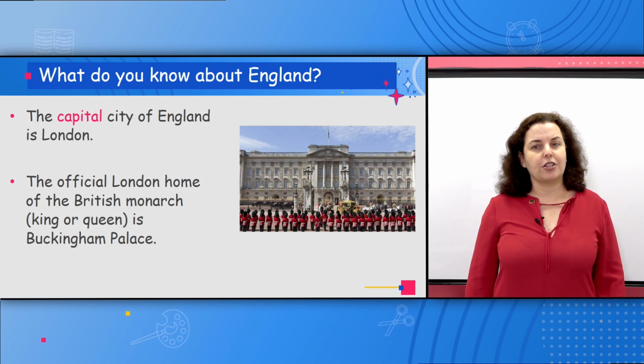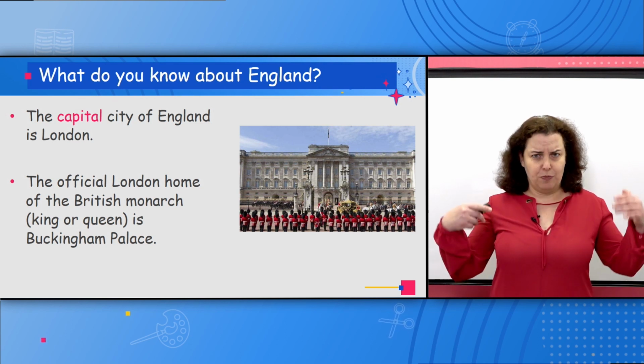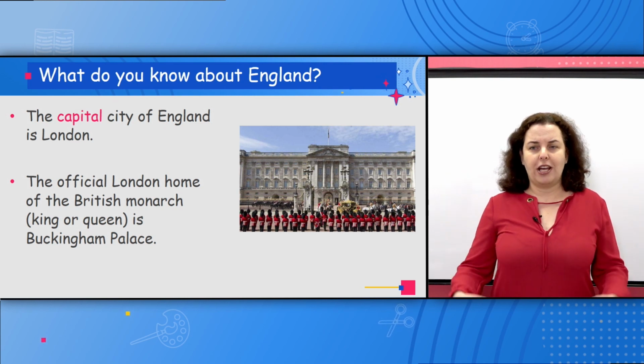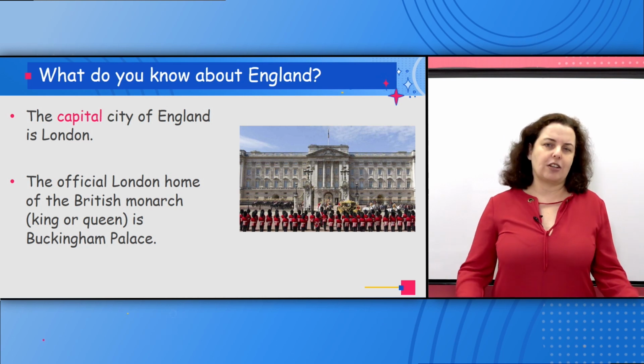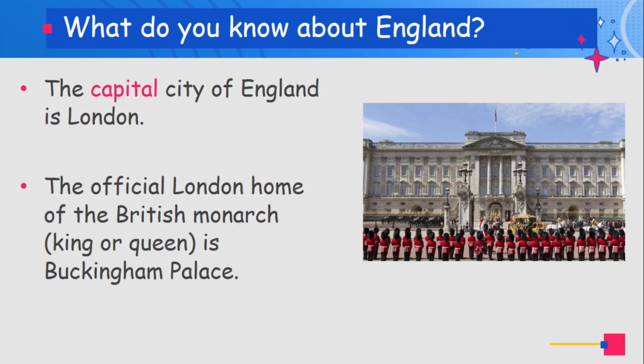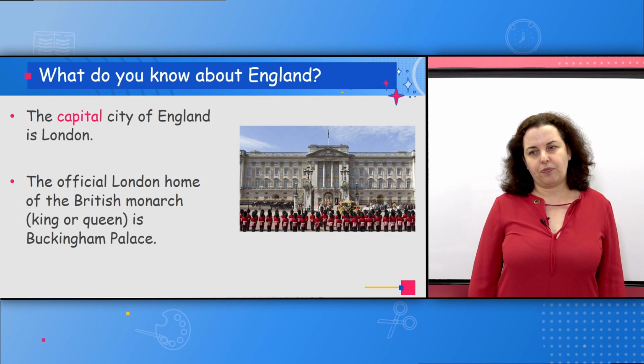And you see the guards of the Buckingham Palace. They have big black hats, red jackets, and of course black pants. So this is where the King and Queen, or the British monarch, have one of their homes, their main home, in London, and it's called Buckingham Palace.